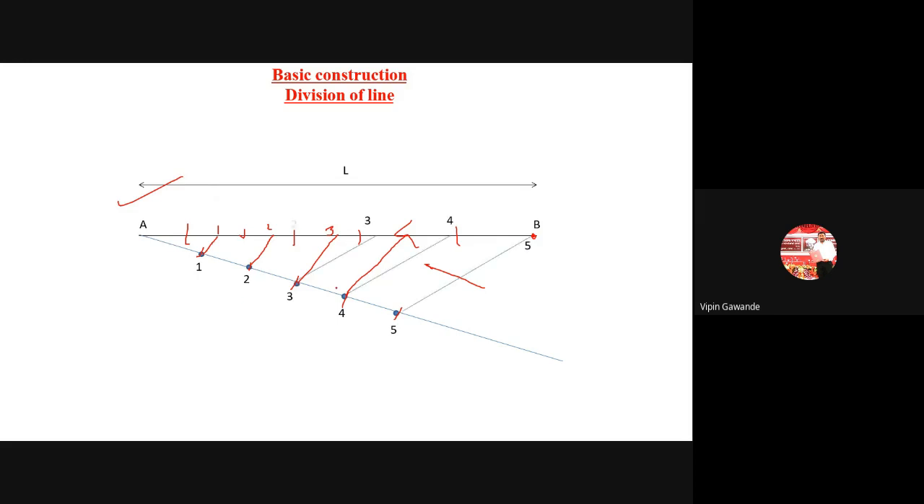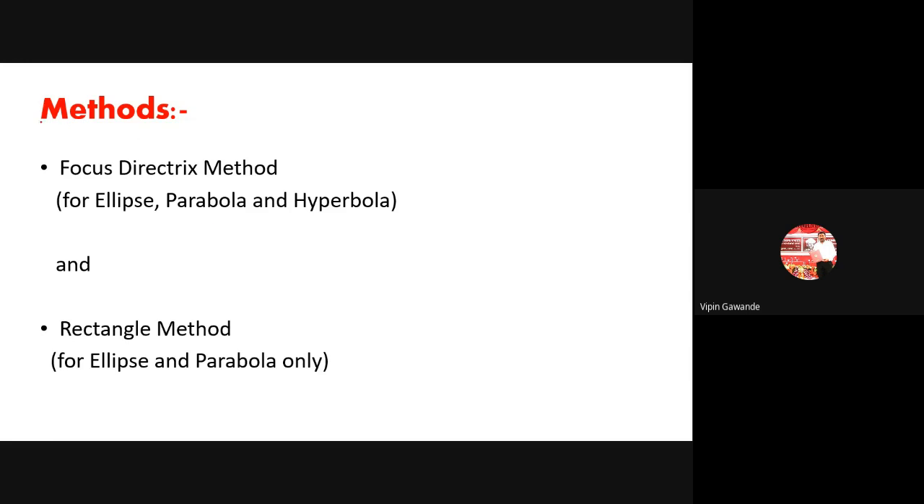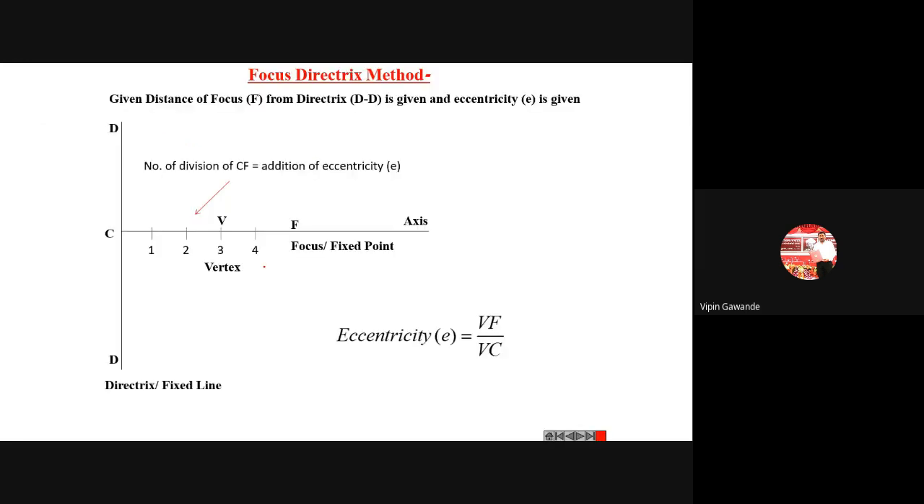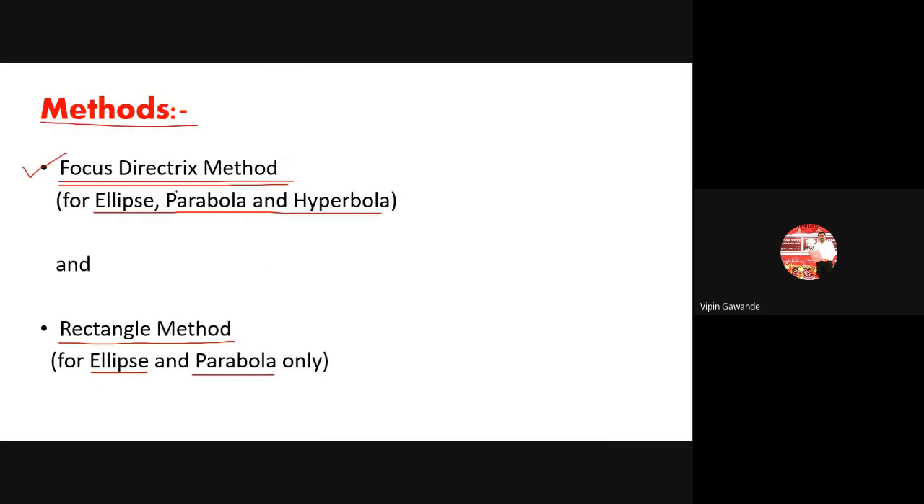Now let us discuss the main content of this one. We have seen there are two methods for the construction of the conic section. One is called the focus directrix method. This method we have to use for ellipse, parabola, and hyperbola. Another method is the rectangle method. This method we use only for the ellipse and parabola, not for the hyperbola. For the hyperbola there is only one method, the focus directrix method. For ellipse and parabola there are two methods, the focus directrix method and the rectangle method. So we will start with the focus directrix method.